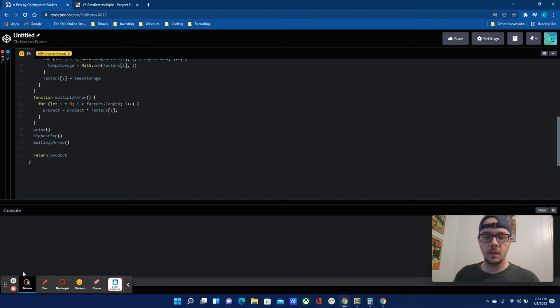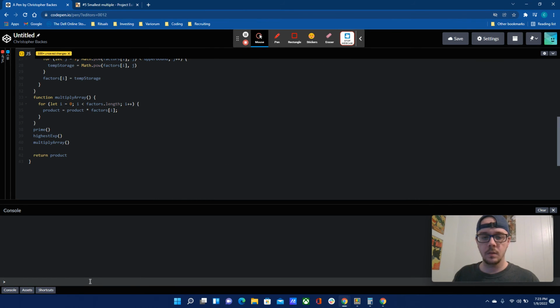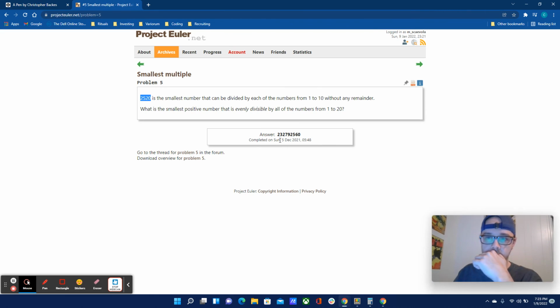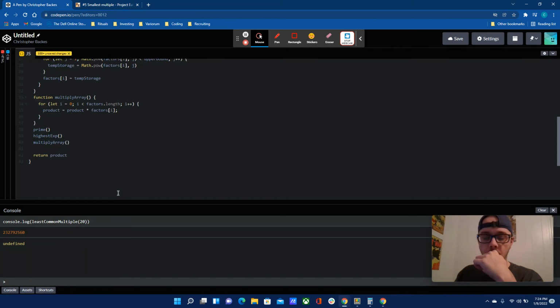Let's go ahead and console.log least common multiple. Cool. The upper bound is 20. See, is that the right answer? 232, etc., etc. Looks like it.